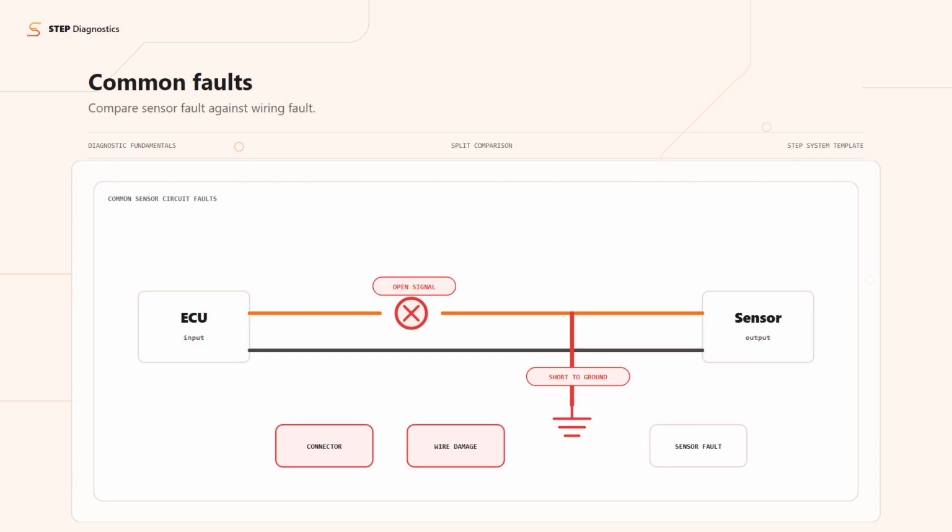Common faults can look similar from the scan tool side. A failed sensor, a weak ground, a missing reference, or a connector problem can all make the data look wrong. Comparing sensor fault against wiring fault prevents one symptom from becoming one assumed part.